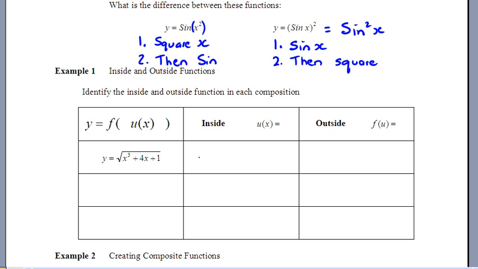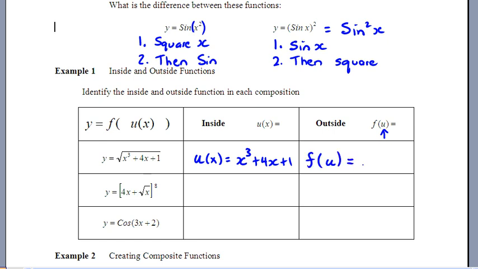In my story here, the u of x, written as a function of x because it's got x's in it, would be this trinomial x cubed plus 4x plus 1. And then the outside function is the root that's happening to that. It's operating on that whole trinomial, it's operating on u. So you have this f of u function, where f of u is equal to the square root of u. I can see that the inside stuff is the trinomial, it happens first, and then the root happens later.